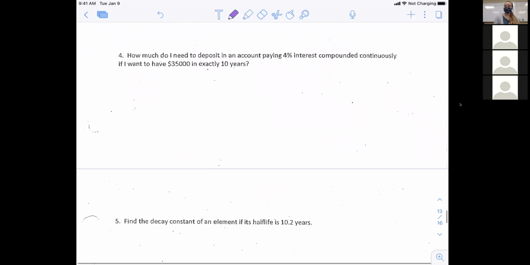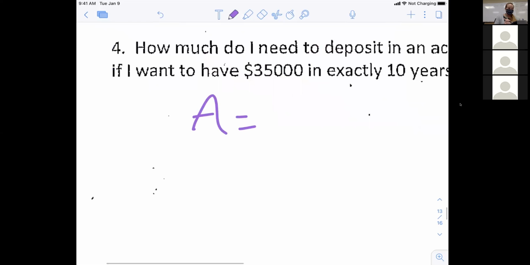Number 4, though, says how much do I need to deposit into an account paying 4% interest compounded continuously if I want to have 35,000 in exactly 10 years? So this one says compounded continuously. It's not quarterly, it's not monthly, it's not daily, it's continuously. So we have another formula for that. It's a little bit simpler. A equals P E, the constant E that you can put in your calculator, raised to the RT.